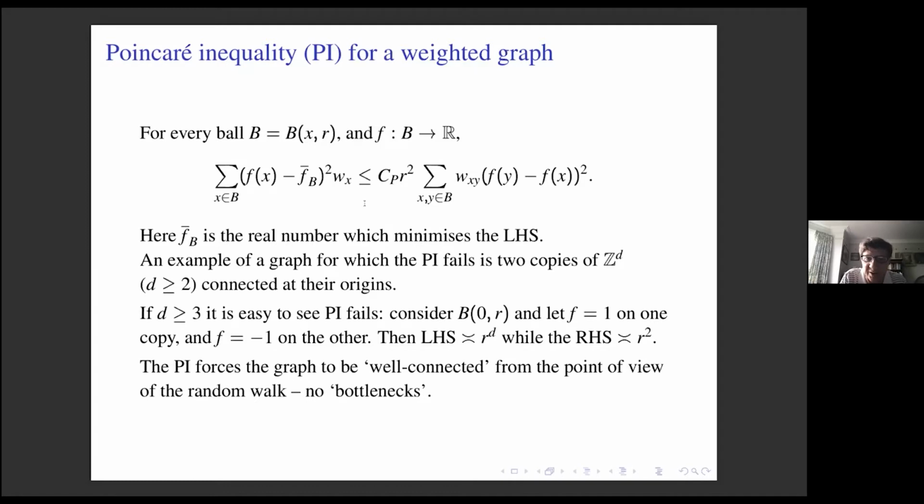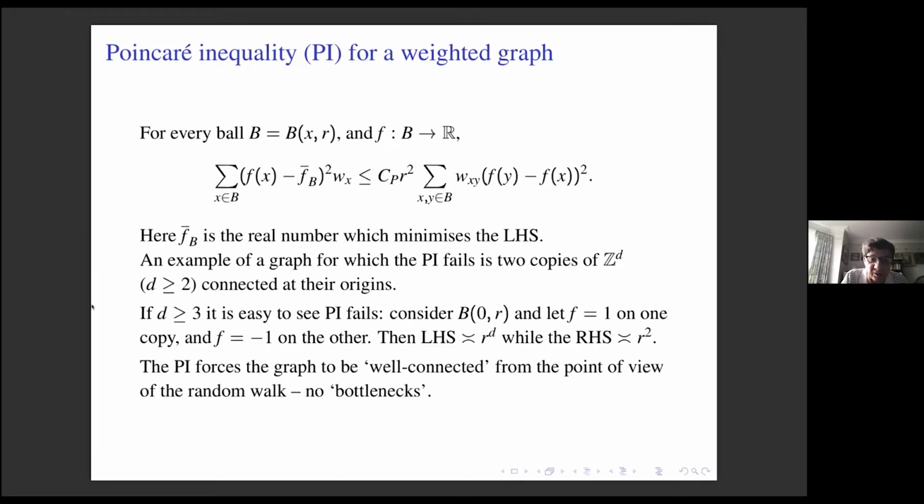On the right-hand side, we've got a constant, we've got the radius of the ball squared, and we've got the energy of the function f in the ball. In other words, this thing, which if f were an electrical potential, would be the energy dissipation due to that function. And to see what the Poincaré inequality is saying, it's useful to look at examples where it fails.